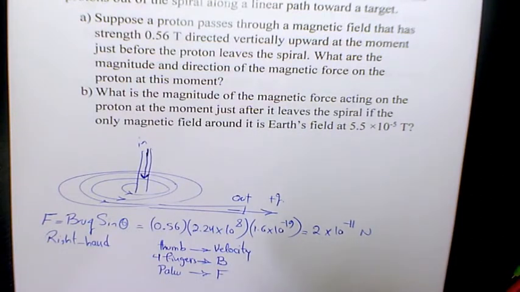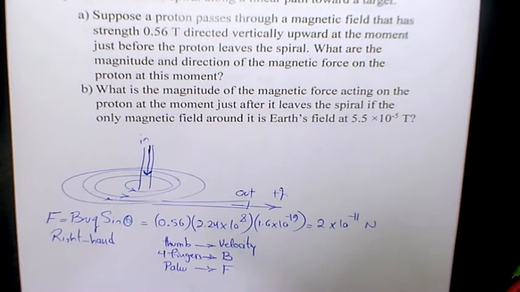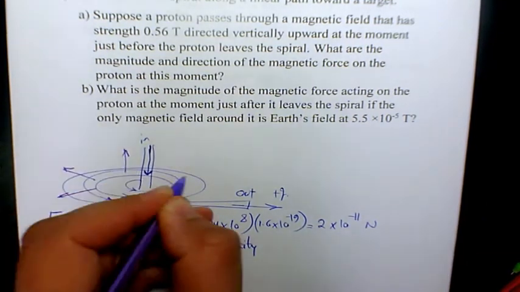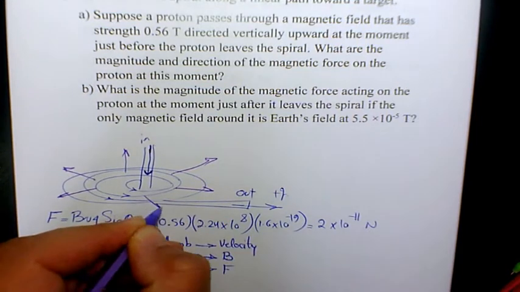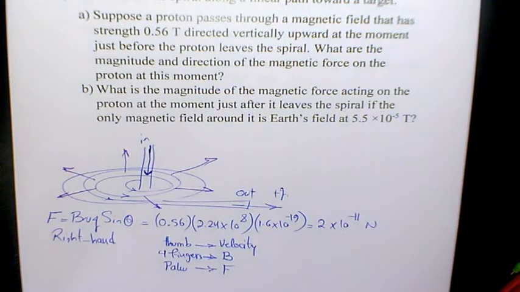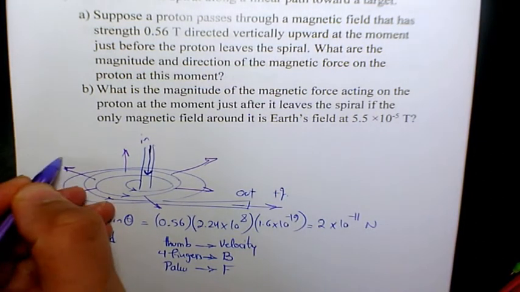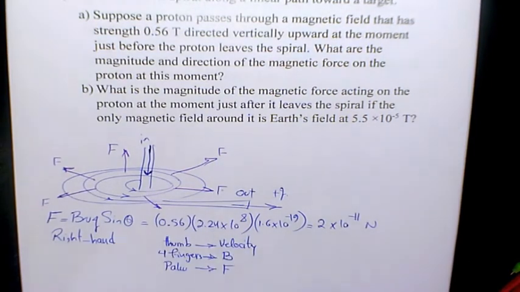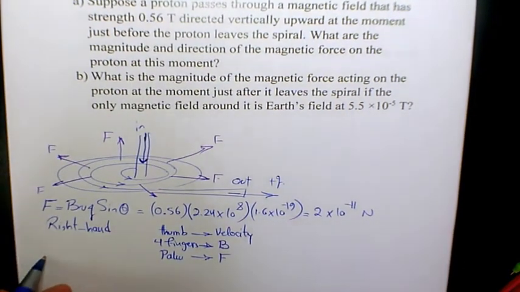four fingers going up because of the magnetic field direction, and then the force is going to be your palm, which is showing outward from this cyclotron. So it is horizontally outward from the spiral. So that's the direction of the magnetic force. Let's do Part B.